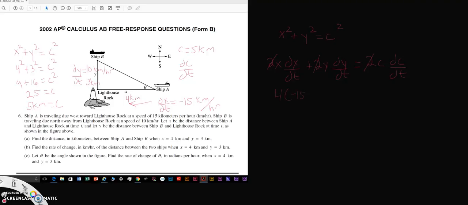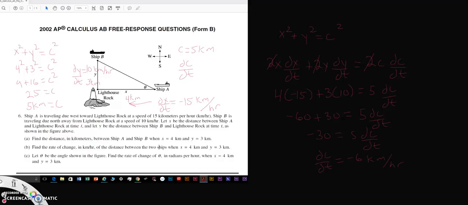So now x is 4, dx/dt is negative 15 kilometers per hour, plus y is 3, dy/dt is 10. c was 5, and we're trying to find dc/dt. So now we get negative 60 plus 30 equals 5 dc/dt. So negative 30 equals 5 dc/dt, so dc/dt is negative 6 kilometers per hour. Usually you have to write a sentence after this. Your sentence should say when the ships are 3 kilometers and 4 kilometers apart, and you should say which ship is which, the distance is getting smaller by 6 kilometers per hour. That's what the negative 6 kilometers per hour means.